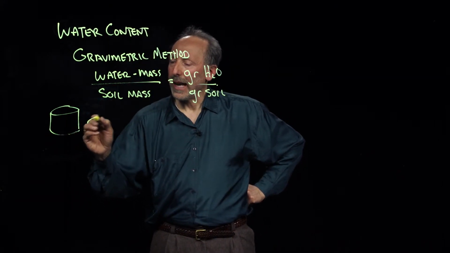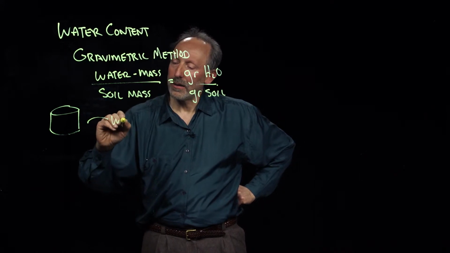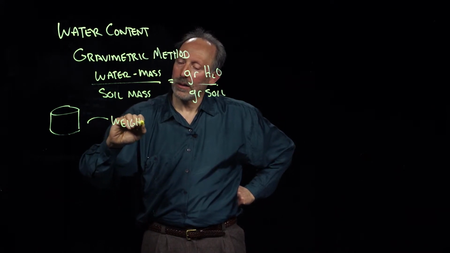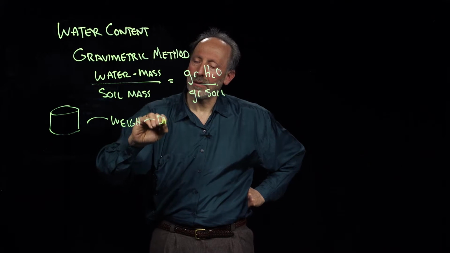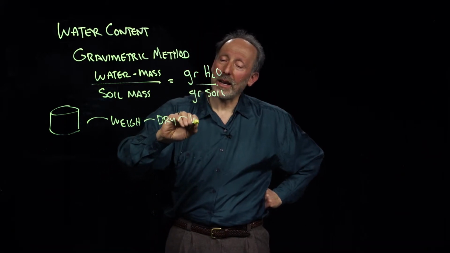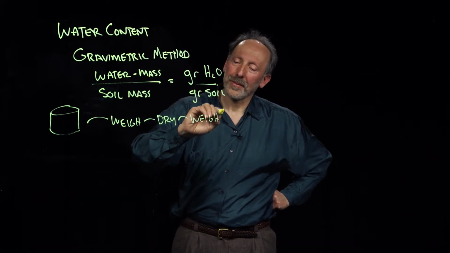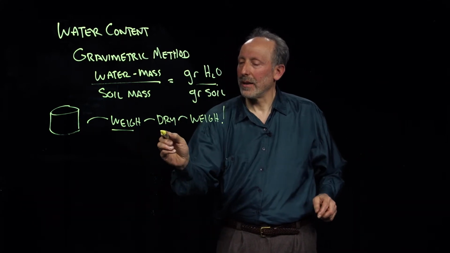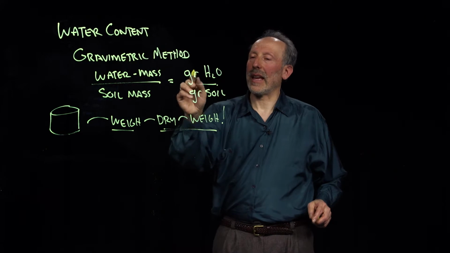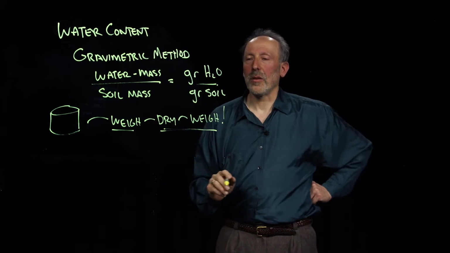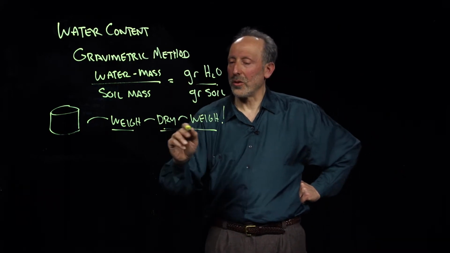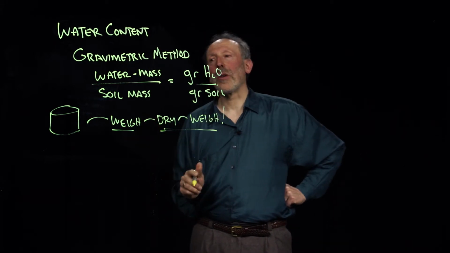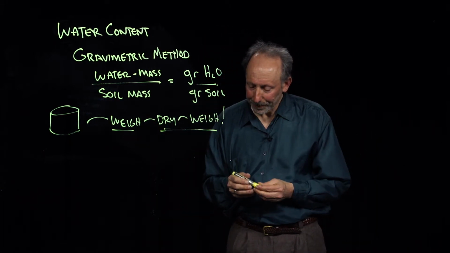Okay? And all we'll do is take a little sample of soil from the field when it's wet, and we'll weigh it, and then we'll dry it, and then we'll weigh it again, and we'll get the change in weight from wet to dry, and that'll be our amount of water in the soil, and then the dry weight will go in the denominator, and there we have our gravimetric water content.